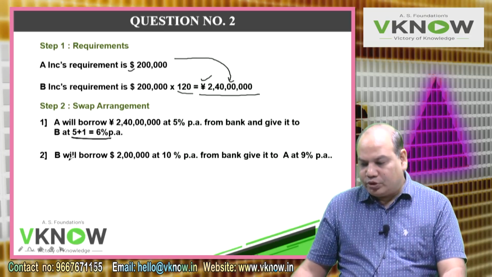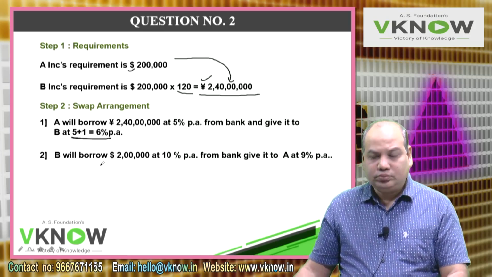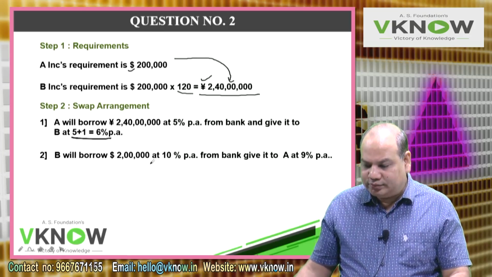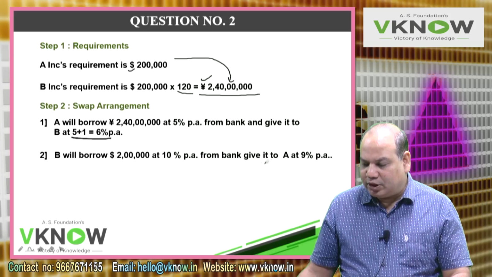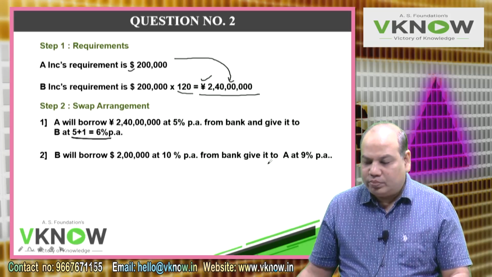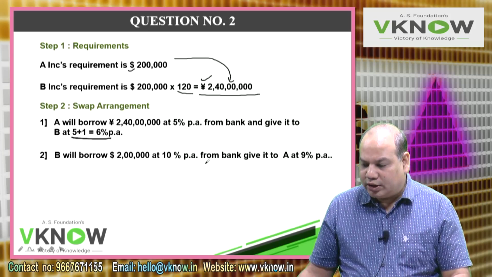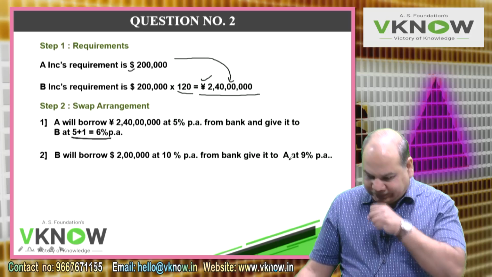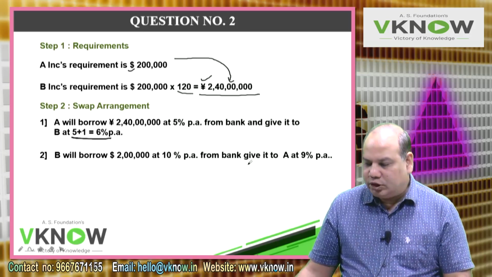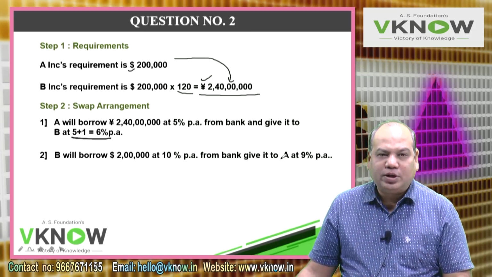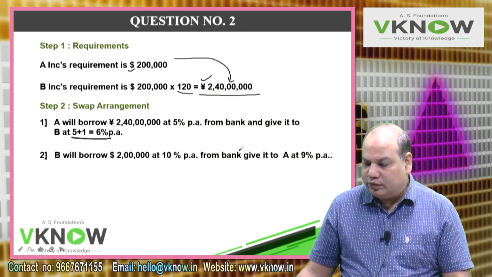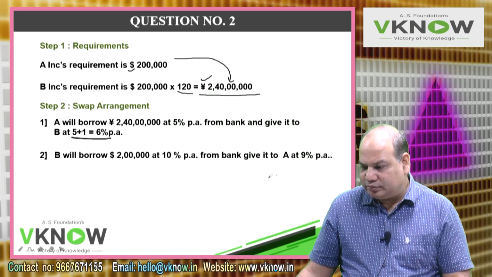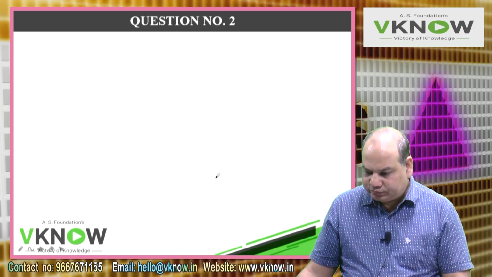Point 2, B will borrow $2 lakh at 10% per annum from the bank and give it to A at 9% per annum.